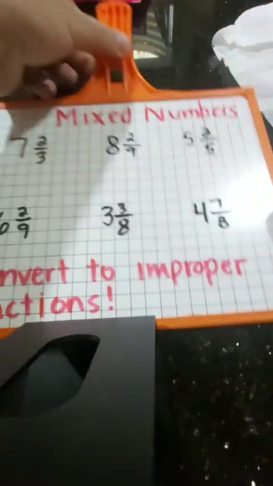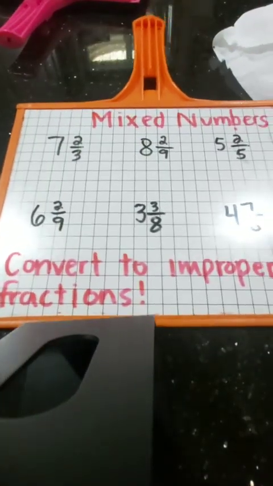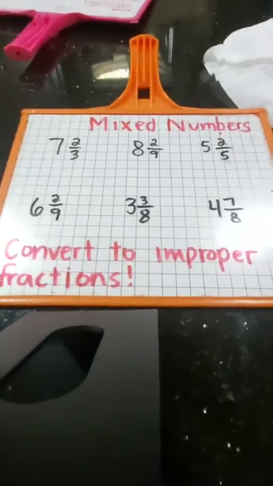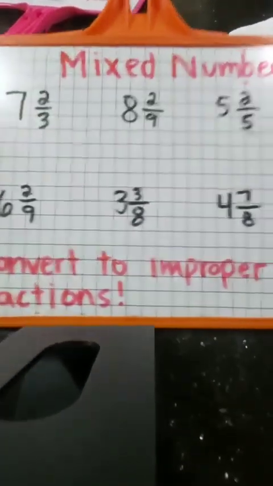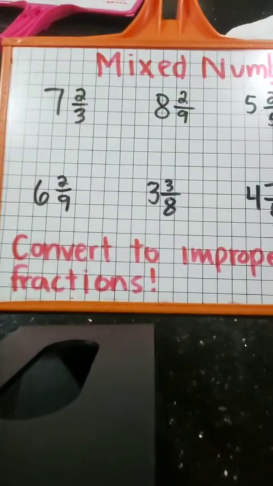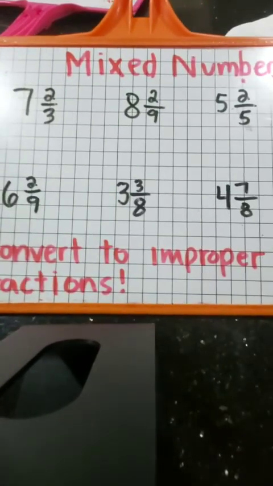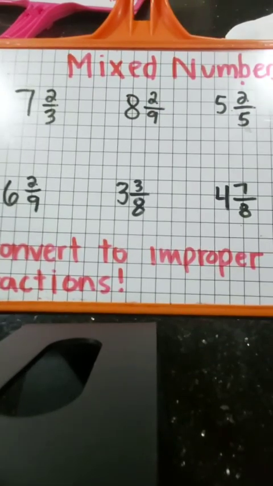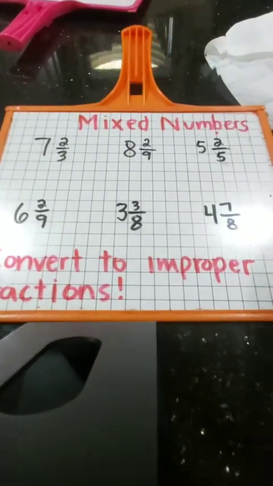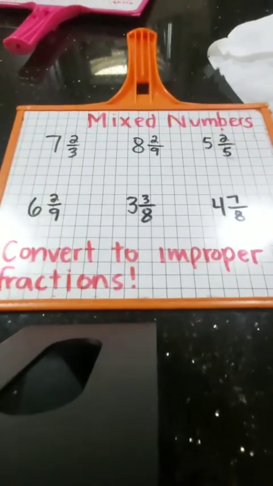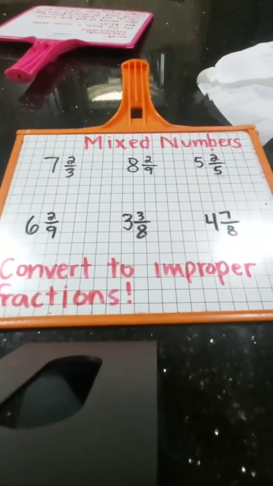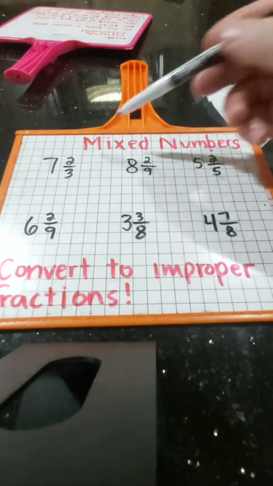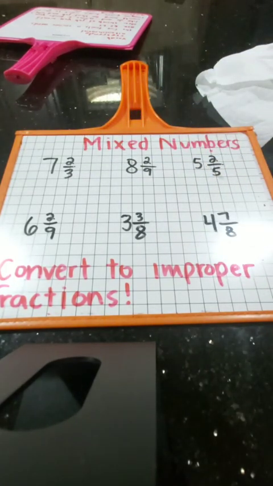All right? So here are your... Let's see if I can get that so you can read it easily. Here are your 6 problems. You have 7 2/3, 8 2/9, 5 2/5, 6 2/9, 3 3/8, and 4 7/8. So feel free to go ahead and pause your video and write those down, and then convert these mixed numbers here into improper fractions. And we'll check in tomorrow.